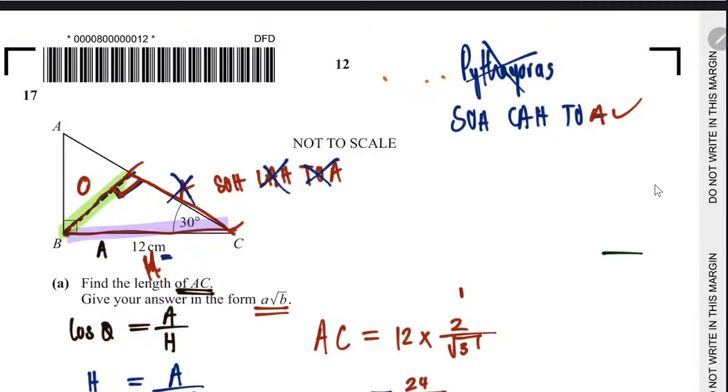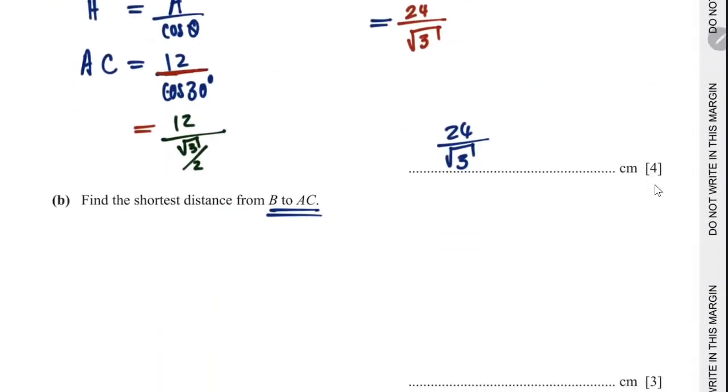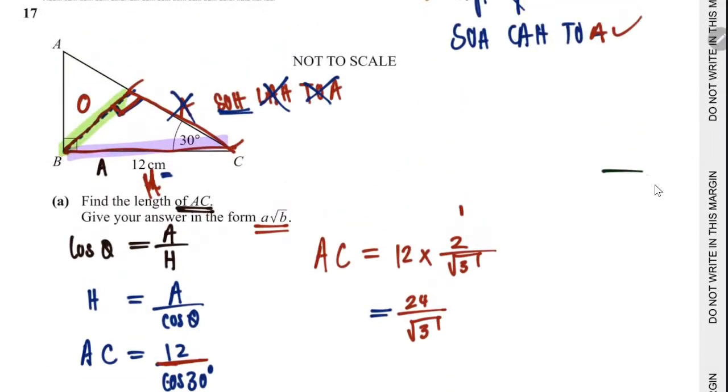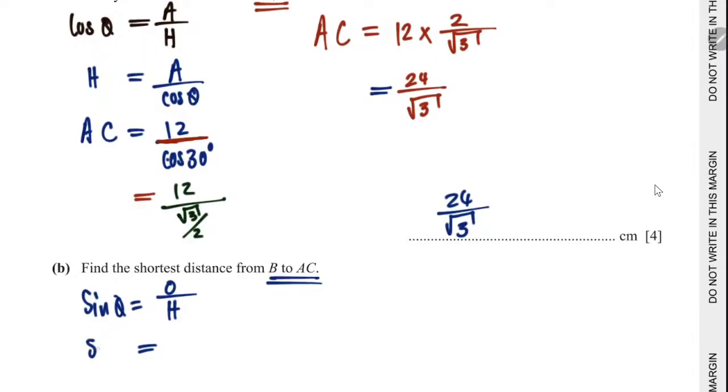And we are going to have to use SOH for this question. So what is SOH? It's sine theta is equal to opposite over hypotenuse, which is equal to, what is your theta? Theta is 30 degrees. So you say sine 30 degrees.